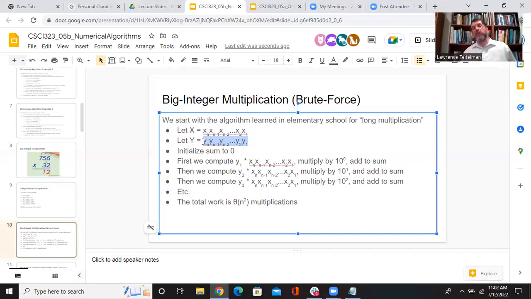There are some additions that are taking place as well, but the additions are cheaper operations than multiplications, right? Does that make sense? There's more involved in multiplication than addition, so we don't really care about the additions so much.